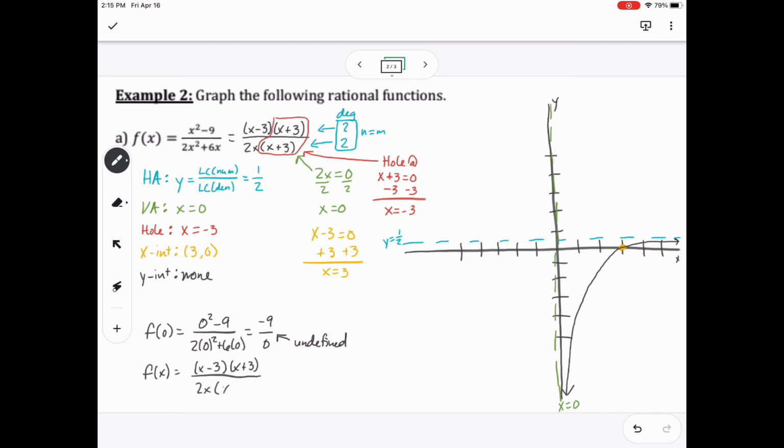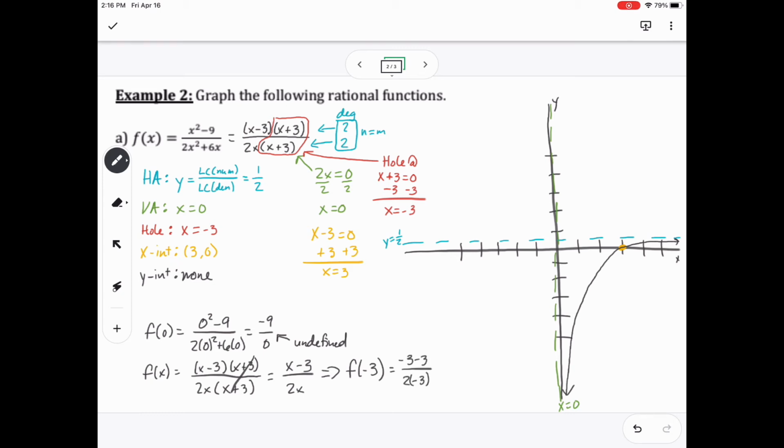So we're actually going to cancel them out, like you would normally do if you wanted to simplify the fraction. So I'm going to cross them out, and that's going to leave me with x minus 3 divided by 2x. Now I want to plug in -3 at that point, and this will give me a place to put my actual hole. We're going to use an open circle as a hole. That's how we graph it.